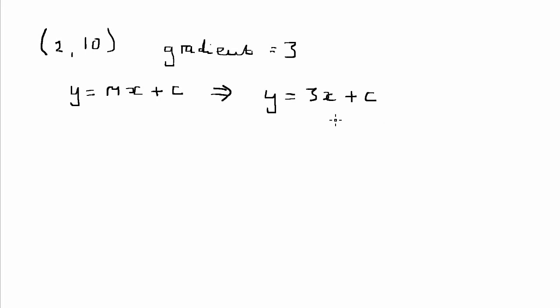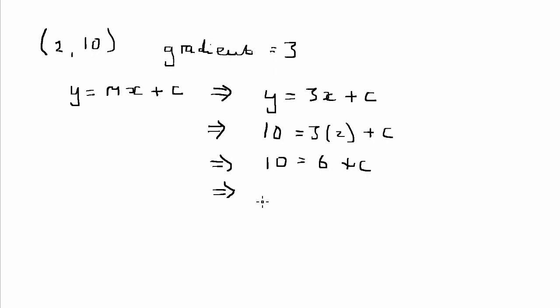Now, if this equation holds for every point on the straight line, then in particular it's going to hold for the point we're given, so we can just put in those x and y coordinates to find out what c is. The y coordinate is 10, that's 3 times the x coordinate, which is 2, plus c. In other words, 10 is 6 plus c. In other words, c is 10 subtract 6, which is 4, so therefore the equation of the line is y is 3x plus 4. Not too tricky.